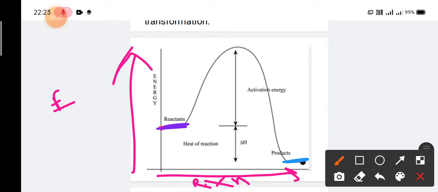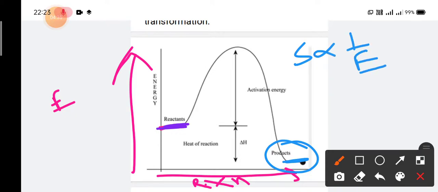We can see that the energy of the product is low, and it is very normal, because, as we know, stability is inversely proportional to energy. So if energy is low, the stability will be higher. In the case of reactants, the energy is higher, so stability is low. But in the case of products, the energy is lower, so stability is higher. So reactants will go to the more stable form, that is the product form. This is the corresponding relation of stability and energy.